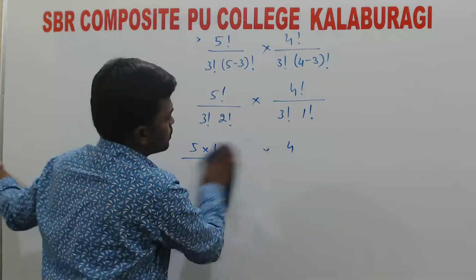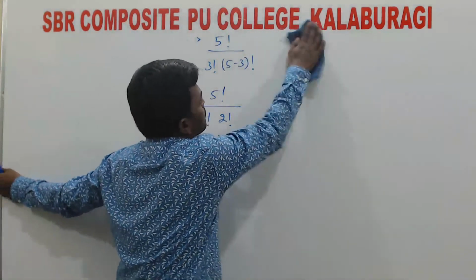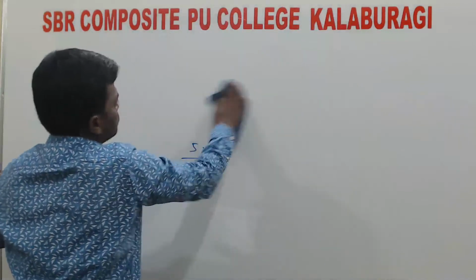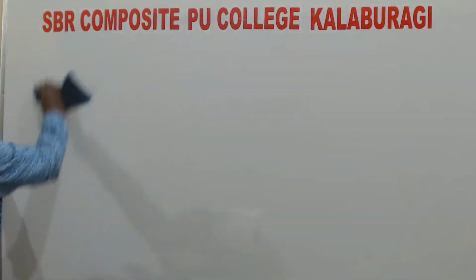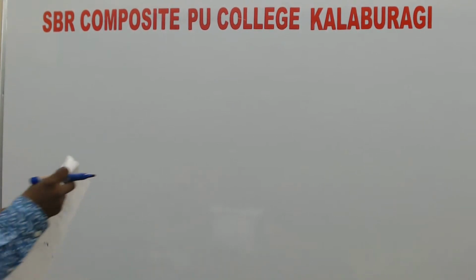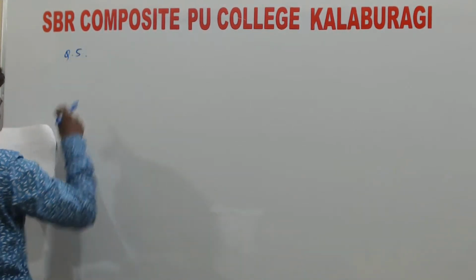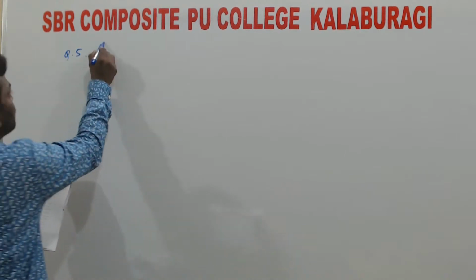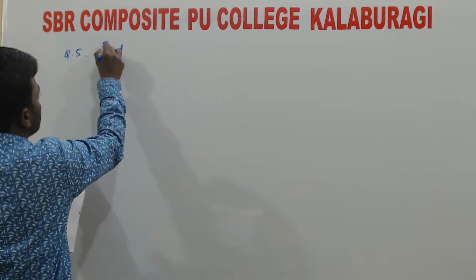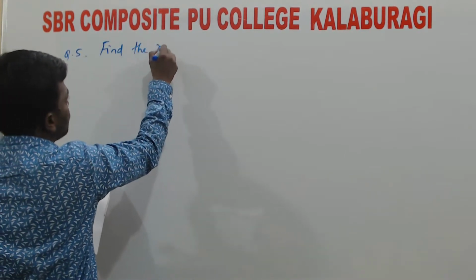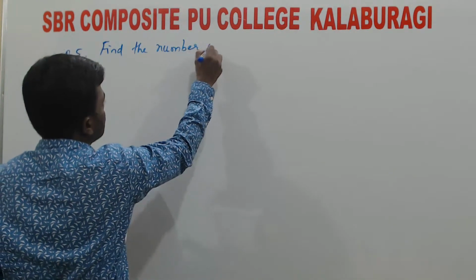So now moving on to the next question. The next question is, find the number of ways of selecting. Question number 5. Find the number of ways.